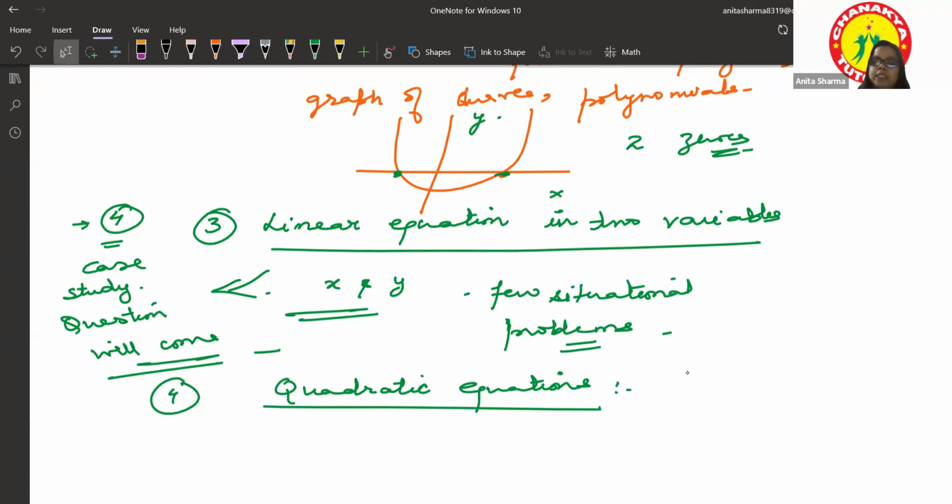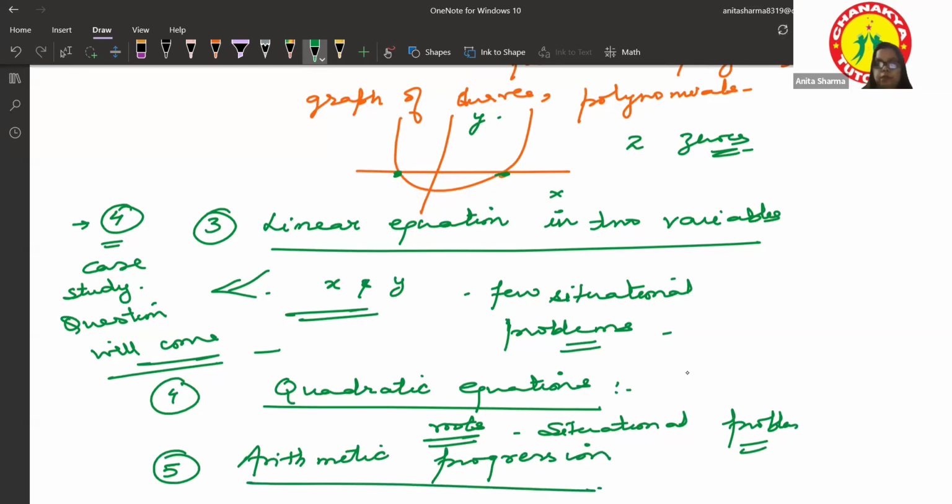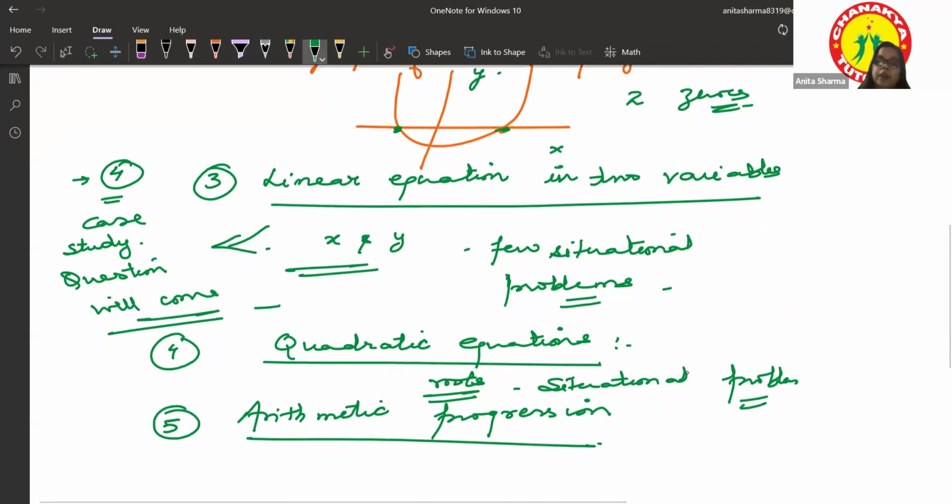In quadratic equations, basically you have to find the roots. Again, situational problems will be there: age questions, train questions, and board questions are also there. The last chapter of algebra is arithmetic progression. In arithmetic progression, you have to find the nth term and the sum of n terms. These types of questions are there.